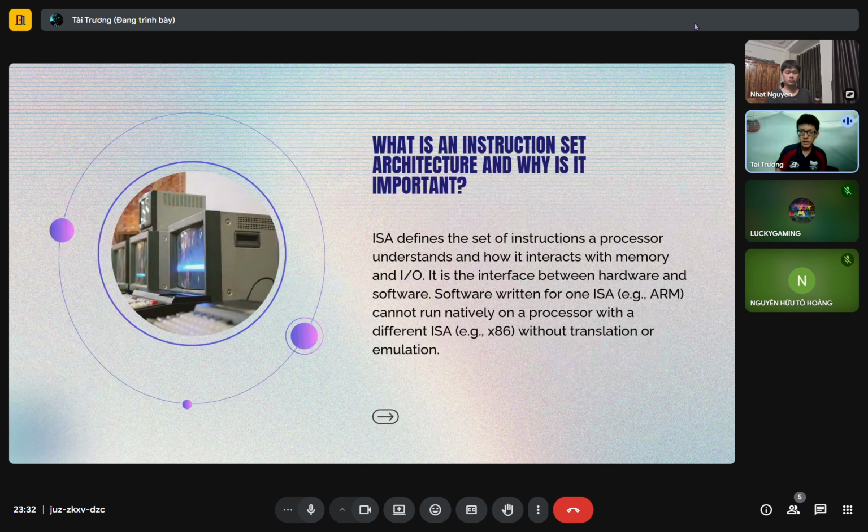Next question. What is an instruction set architecture and why is it important? ISA defines the instructions a processor understands and how it interacts with memory and I/O. It is the interface between hardware and software. Software written for one ISA, for example ARM, cannot run natively on a processor with a different ISA, for example x86, without translation or emulation.